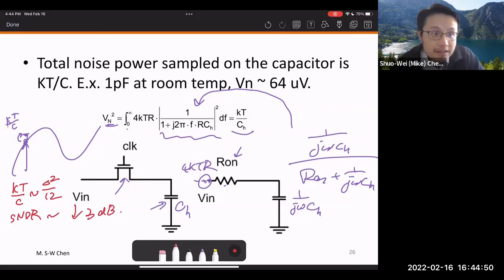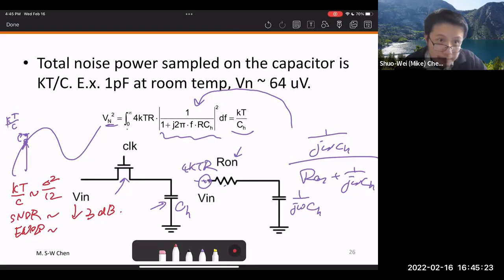Just keep that in mind. If you design this kT over C, and say that's the capacitance I need, make sure you understand that if you make this kT over C equal to delta squared over 12, right away you degrade SNDR by 3 dB. If my SNDR degrades by 3 dB, that means my ENOB degrades by how much? ENOB means the effective number of bits. 0.5 bits.